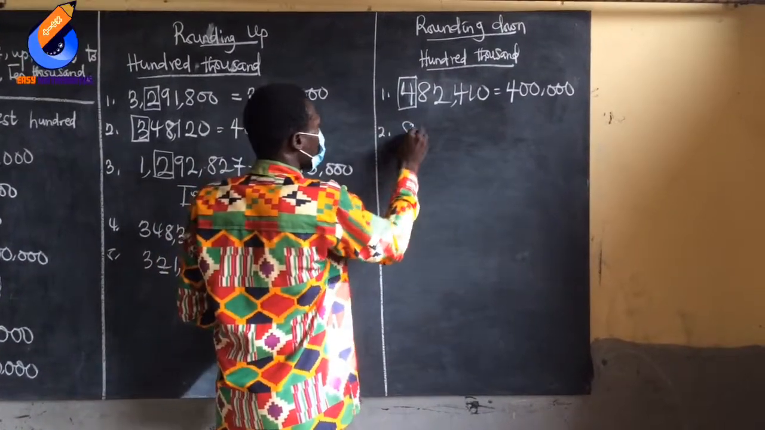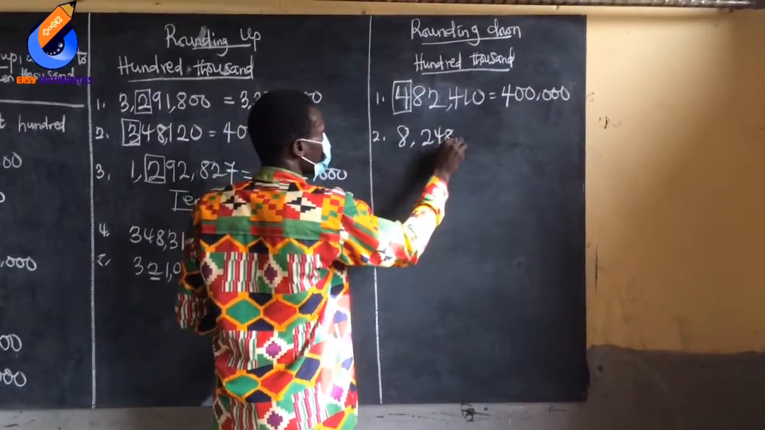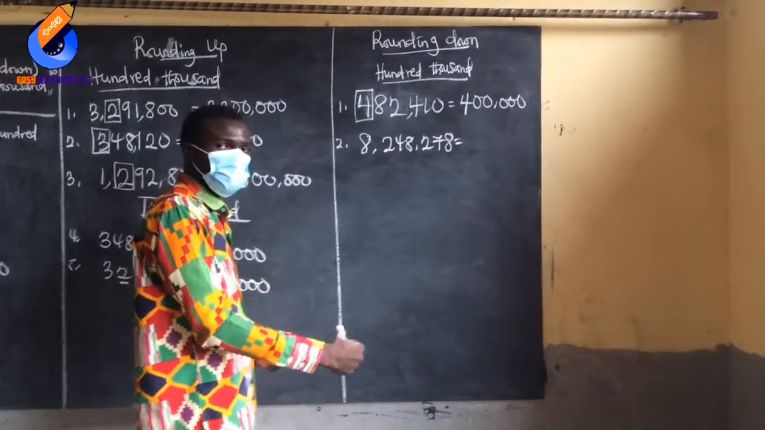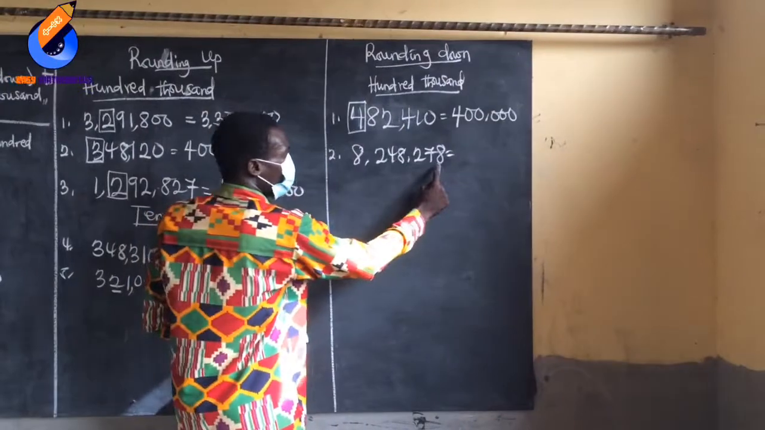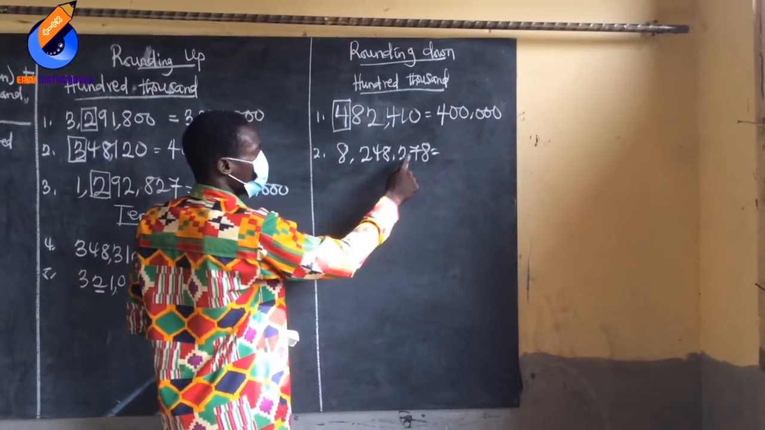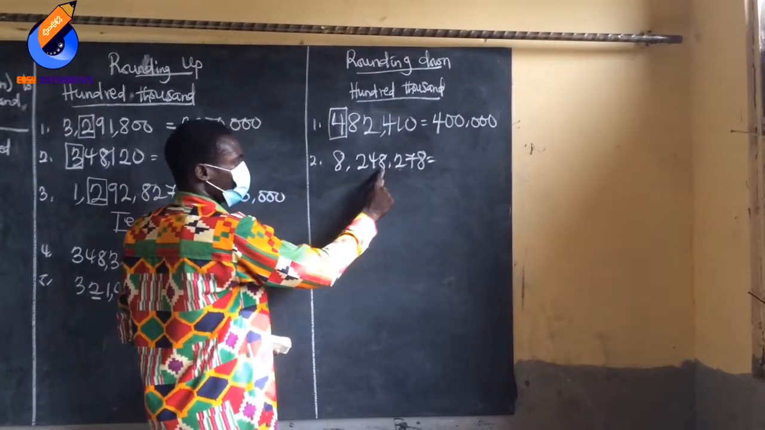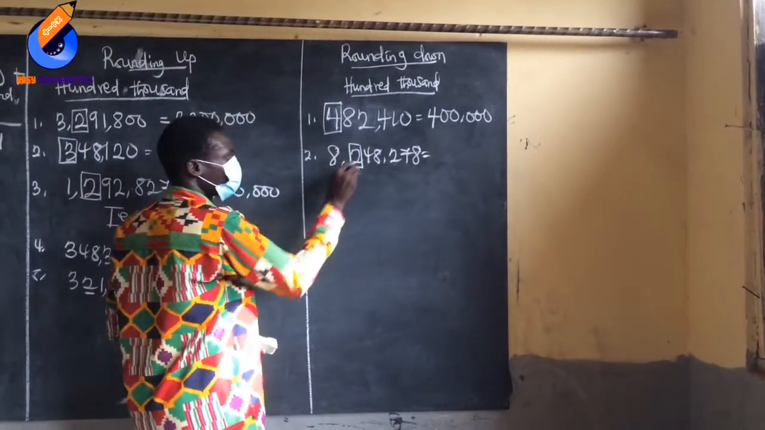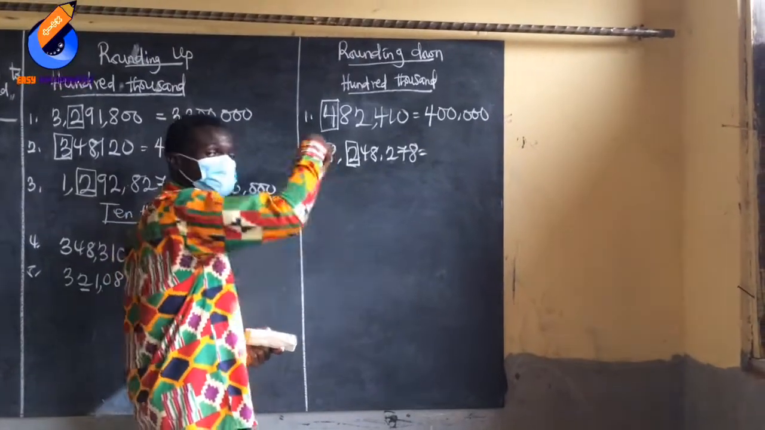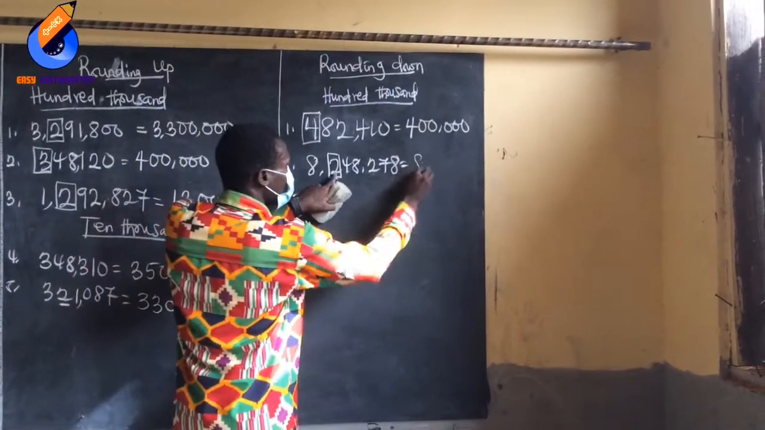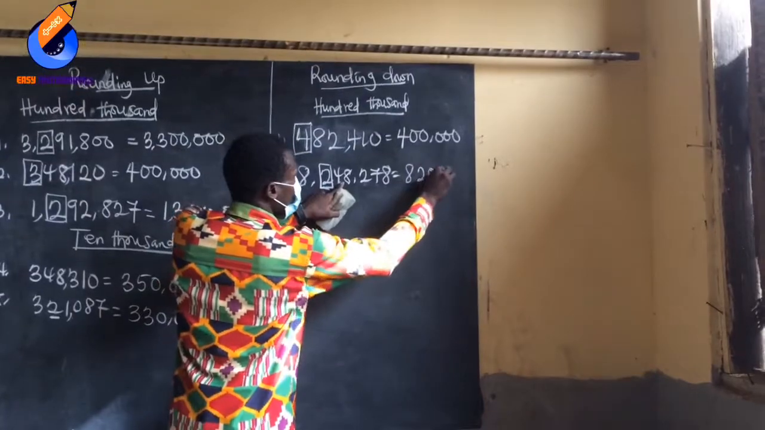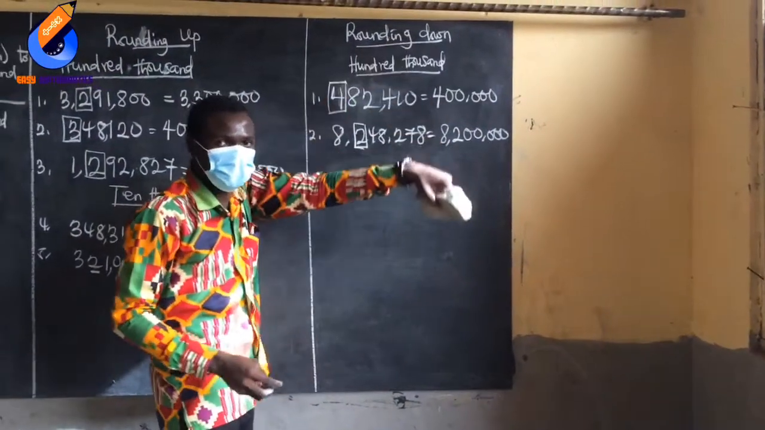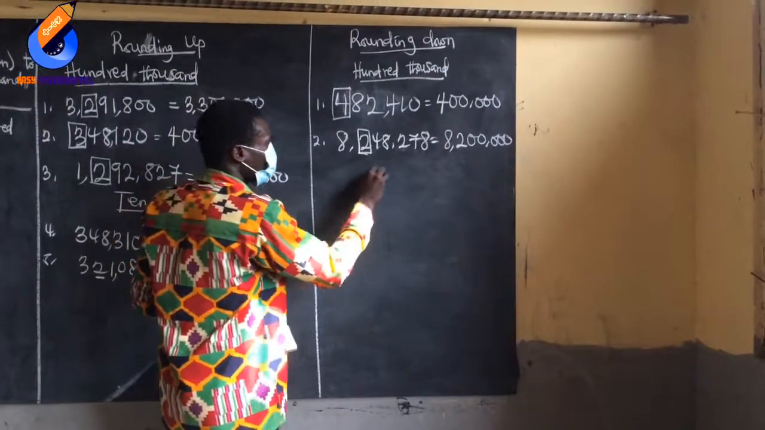Let's say I have 8 million. I'm rounding down to the nearest 100,000. Ones, tens, hundreds, thousands, 10,000, 100,000. Because I am rounding down, I will maintain the 2 and I'll change the remaining figures to 0, because I am rounding down. Now let's look at that for the 10,000.